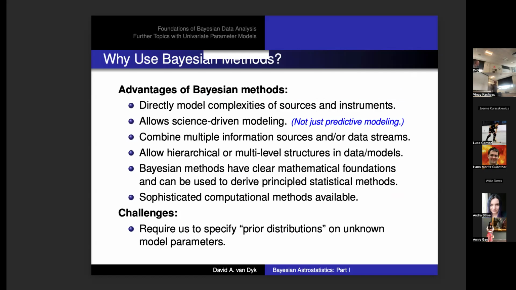What are the advantages and disadvantages of thinking about a problem from a Bayesian point of view? Directly model complexities of sources and instruments. Again, from a Bayesian model, we can, like I was saying before, hardwire our functional descriptions of the science and the instruments into our models. Combining multiple sources of information, we'll come back to that, but Bayesian methods in particular are very good at taking different kinds of information that all lead to the same scientific question and combining them in a principled way. Allow hierarchical or multi-level structures.